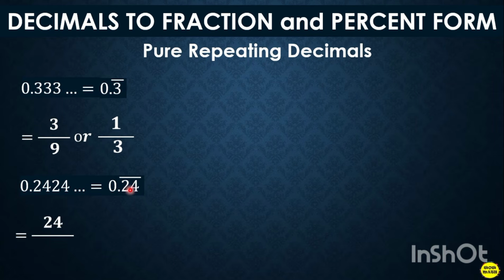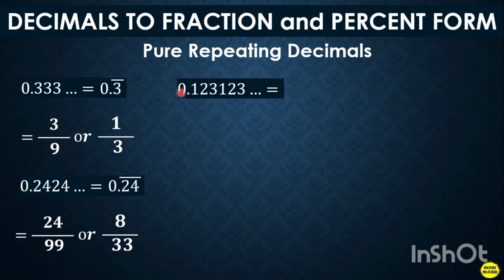Yung nauulit na digits, we have 24. Ilan yung nauulit? Meron tayong nauulit, yung 2, nauulit yung 4. So, dalawa. So, 99. Pag ni-lowest term natin to, pwede nating i-lowest term. We have 8 over 33 kasi we can divide both sides by 3. So, that is 8 over 33.